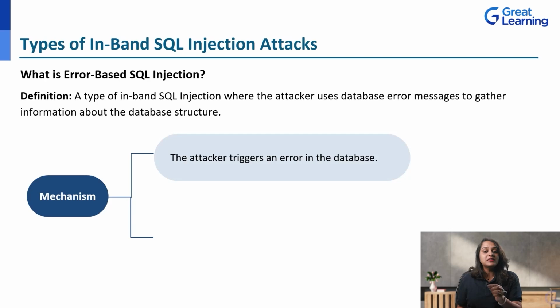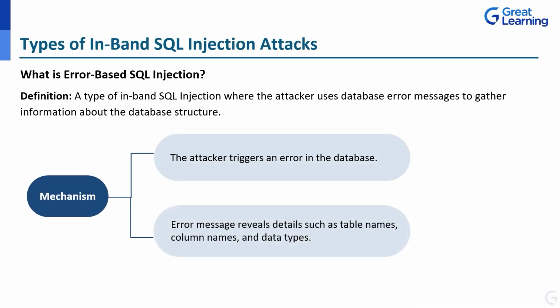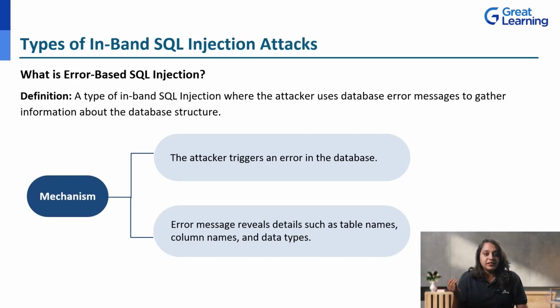So the attacker triggers an error in the database. Error messages reveal details such as table names, column names, and data types. So these are the error messages that are actually revealed to the attacker. They can be the table names or the column names or data types. Using these details, the hacker can easily retrieve the data from the database.